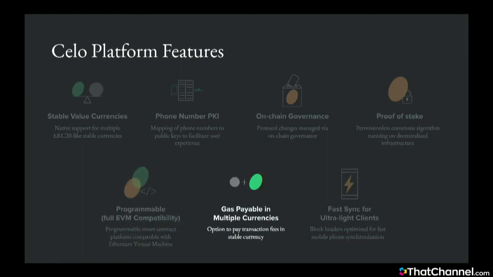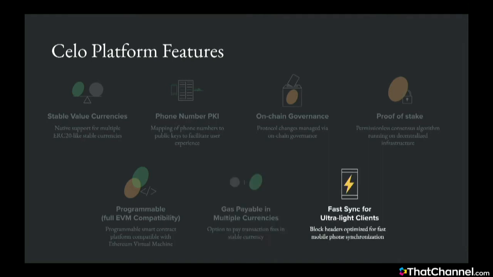Now, the last two really get me excited, both of which came out of really extensive user research in the field. So Celo lets you pay for your transaction fees in multiple currencies, including Celo's ERC20-like stablecoins. So this means if you want to send a stablecoin to someone, you can pay for that transaction fee using that actual currency that you're sending. Now, intuitively, this makes using the protocol so much easier for people.